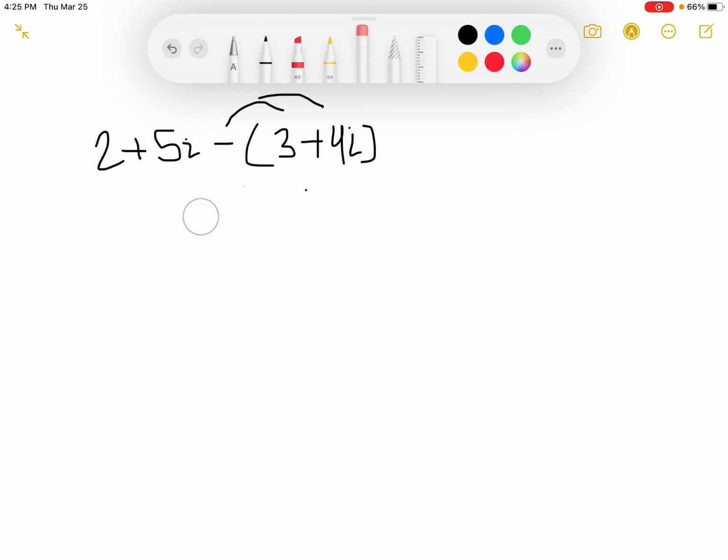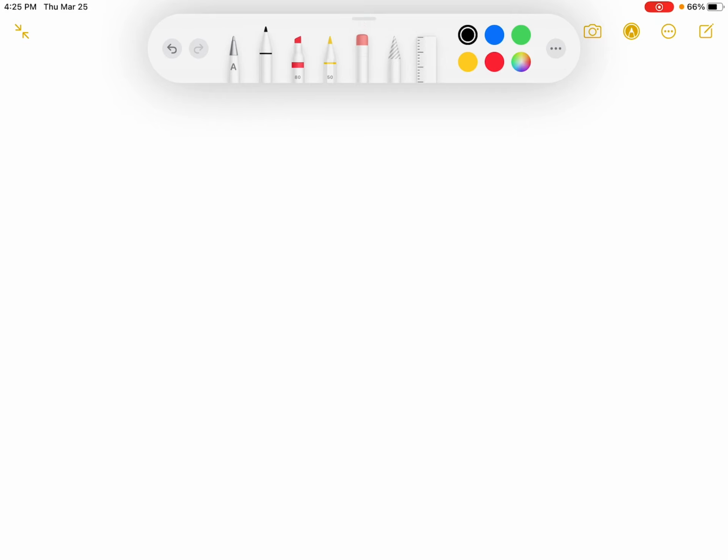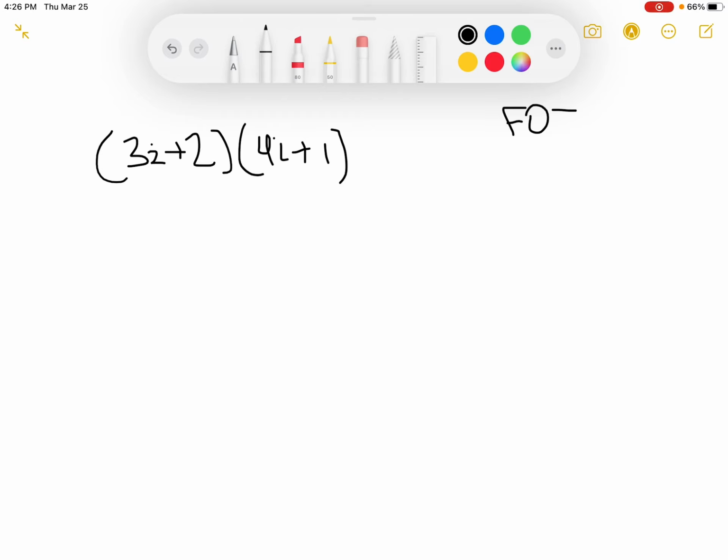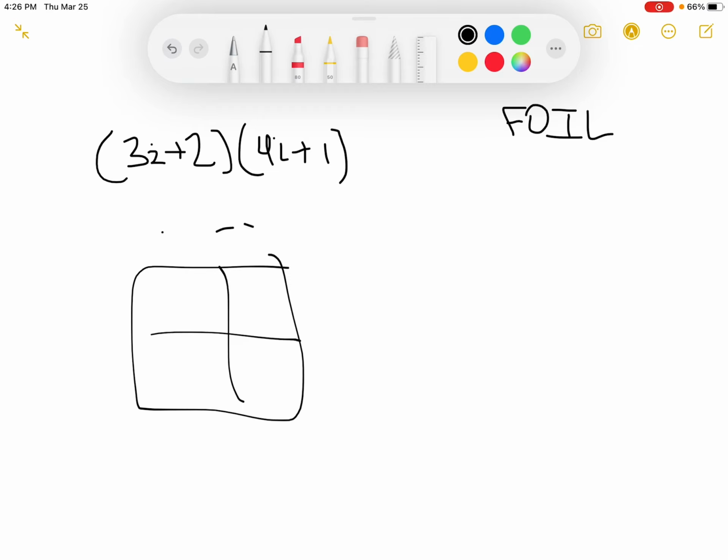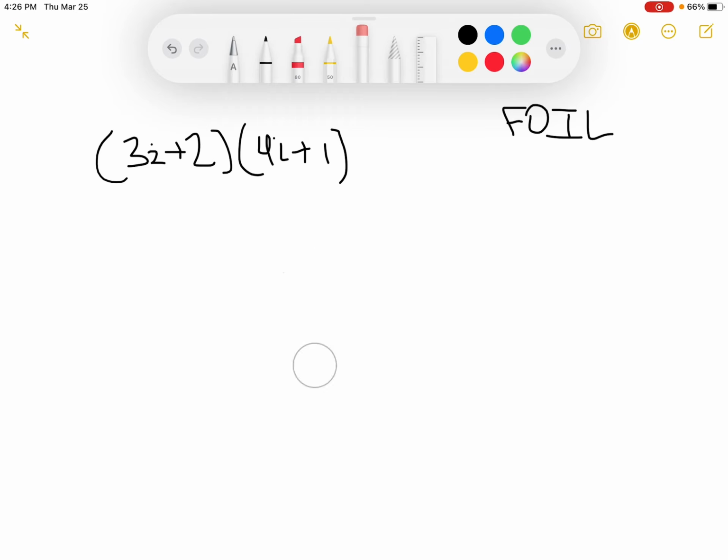Multiplying is mostly the same also. You just do something called FOILing, which I don't know if I've said before in a video. So 3i plus 2, times 4i plus 1. What do you do when you FOIL? It's an acronym, and it's kind of the same as the box method, but this is something more professional to do. If you've done the box method in middle school or elementary school, you can still use that, it doesn't matter.